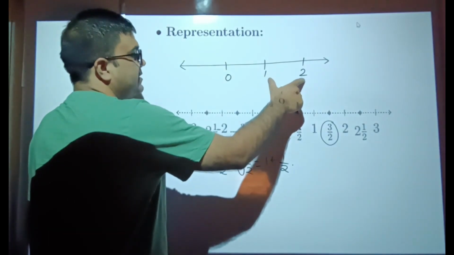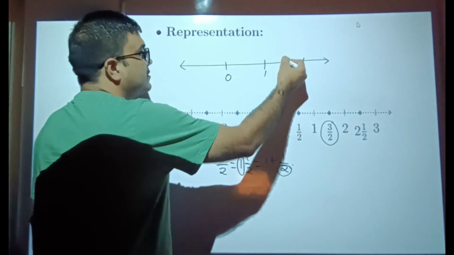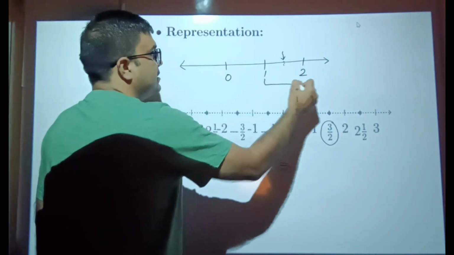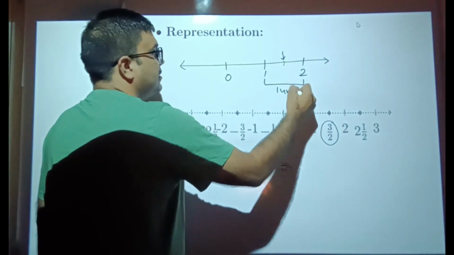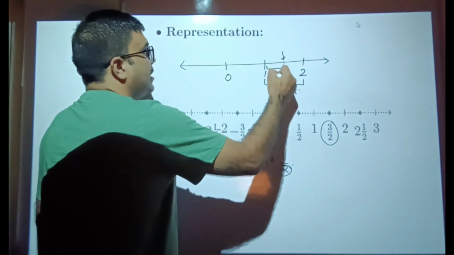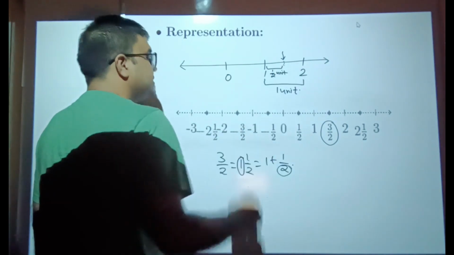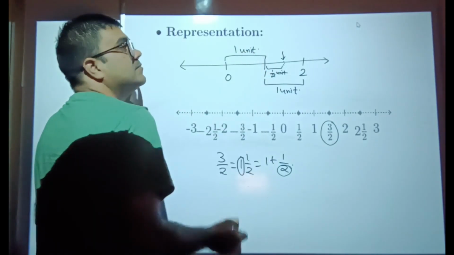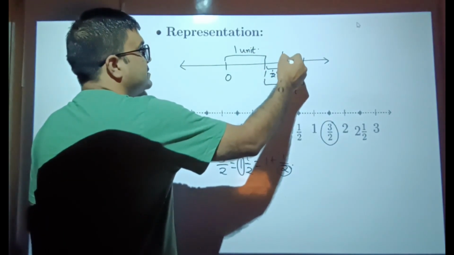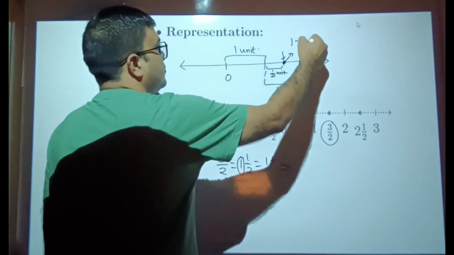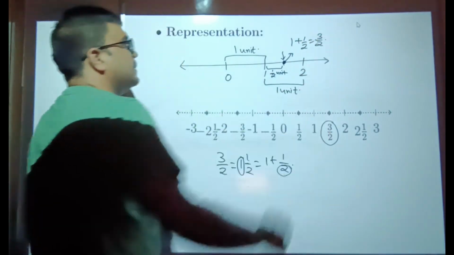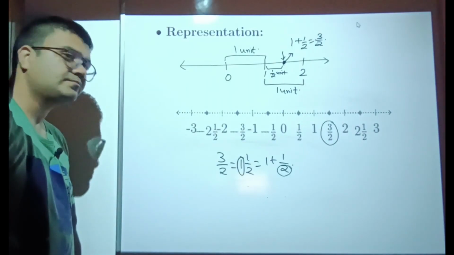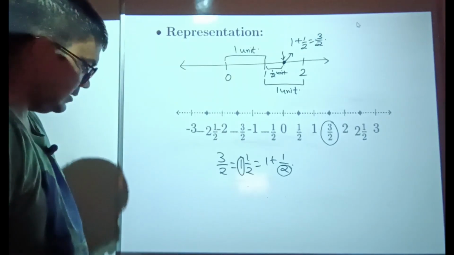We want to divide this portion into 2 parts. We will draw a line here. I am talking about this distance. This is 1 unit distance. This is half unit distance. This distance is 1 unit distance. So this point we have is basically 1 plus 1 by 2, that is equal to 3 by 2. This is how we can represent the rational numbers on the number line.